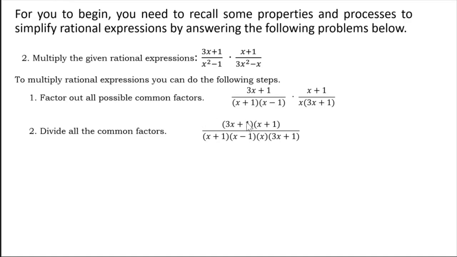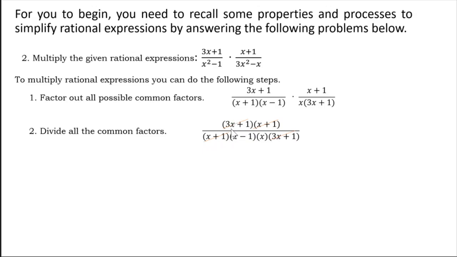So we have to divide numerator and denominator. So 3x plus 1, and take note, we can only divide the common factors. So 3x plus 1 divided by 3x plus 1. Then another common factor for numerator and denominator, the x plus 1 and the x plus 1 here. So divide x plus 1 and x plus 1.